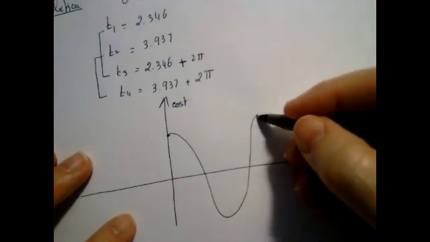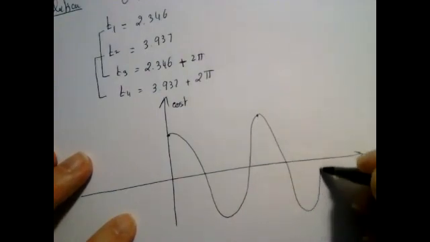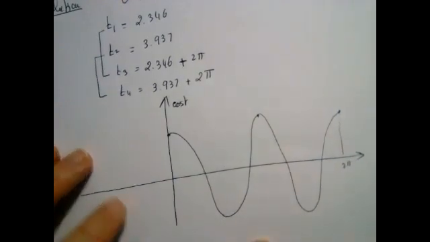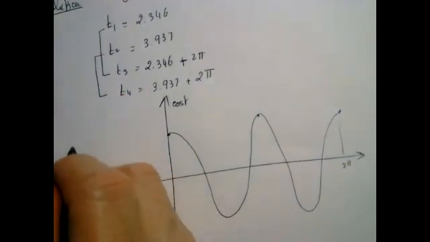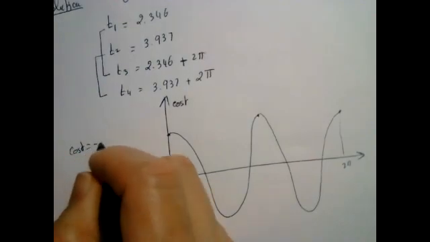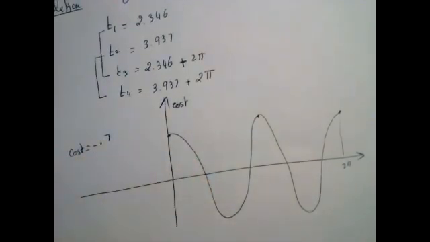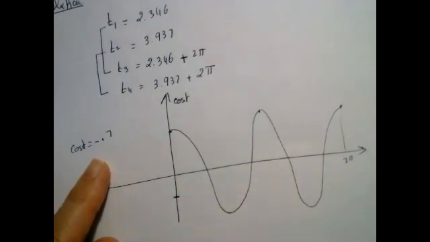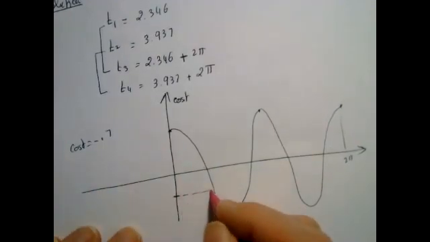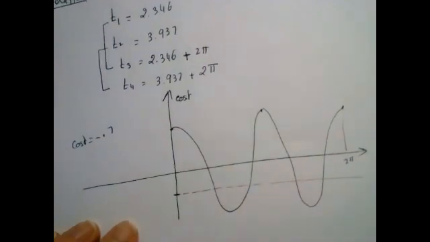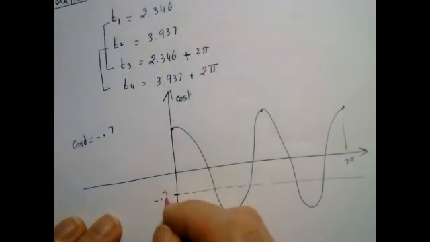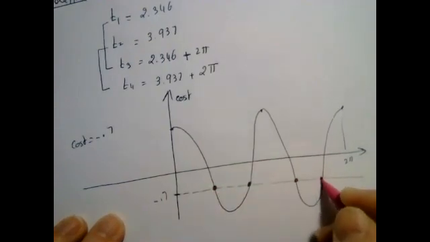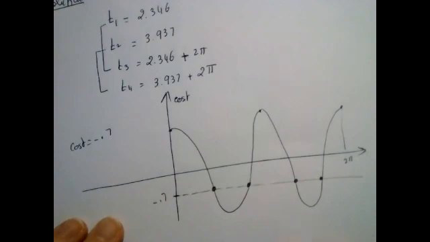Over one period, and the graph starts repeating itself. That's a second period. And I'm asking myself, where is the cosine minus 0.7? The cosine takes this value, and I'm asking which inputs will give me a cosine of minus 0.7. The graph tells me 1, 2, 3, 4. So these are the values we found.